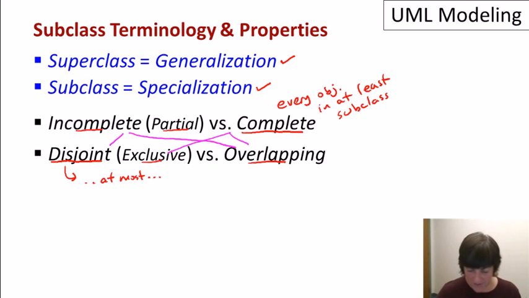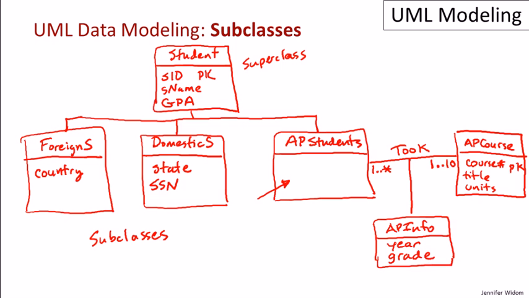Let's take a look back at our example. For this example, we will probably have the case that it's a complete subclass relationship. In other words, every student is in at least one subclass. Presumably every student is either a foreign student or a domestic student. And furthermore, we're going to say that it's overlapping because we will have students who, for example, are both a domestic student and an AP student. And in UML, the actual notation is to put little curly braces here to specify that that subclass relationship is complete and overlapping.